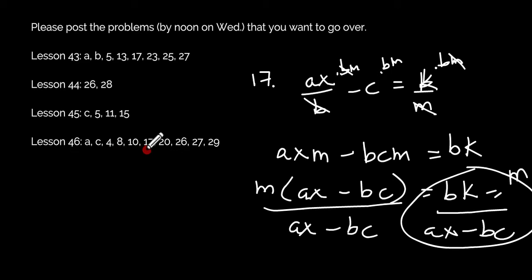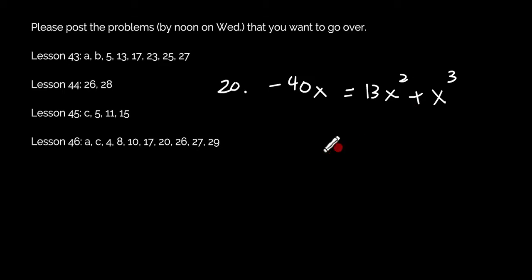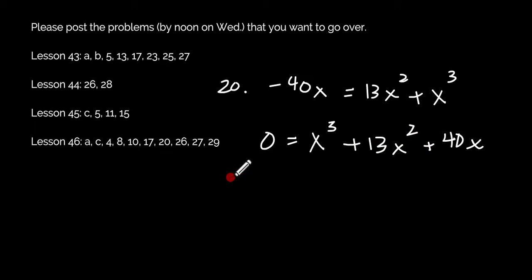Next one, 20. Solve by factoring. This is a good one. So this is 20. We're going to get negative 40x equals 13x squared plus x cubed. The highest exponent is a 3, so we're going to get 3 solutions for this one. I want to keep my highest variable coefficient, my highest variable positive, so I'm going to move everything to the right. First thing I want to do is start factoring.